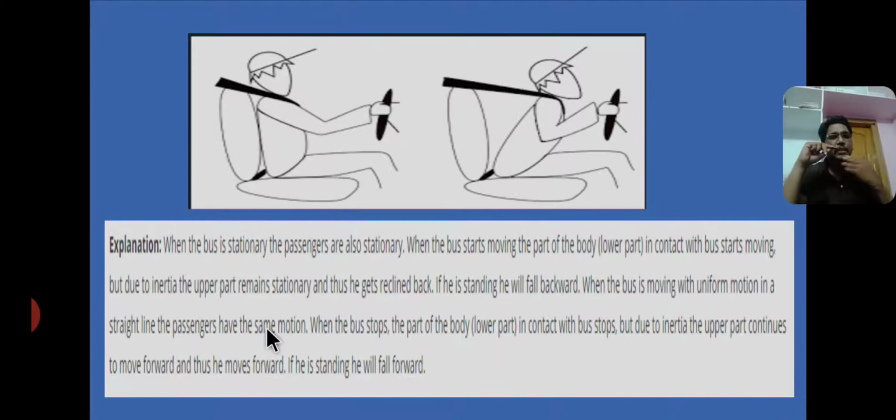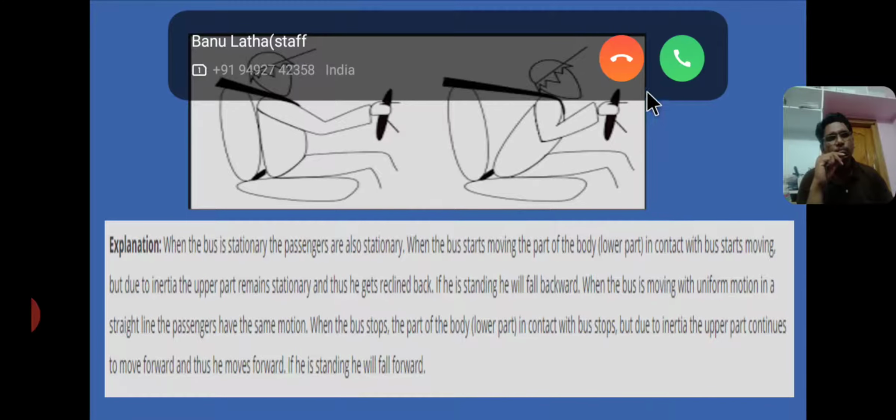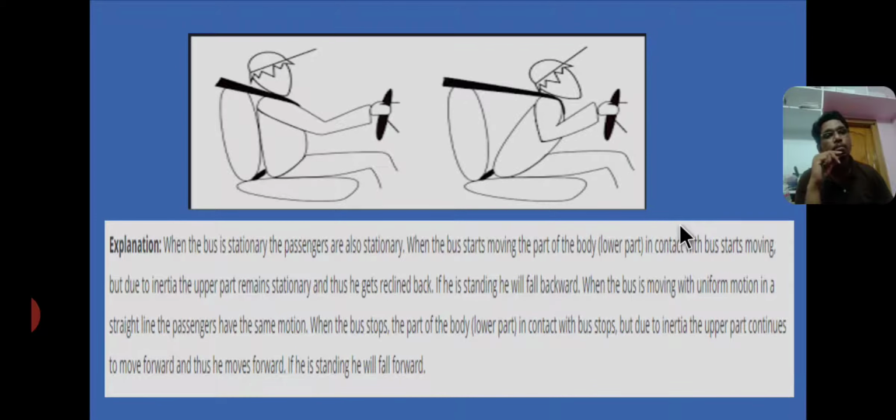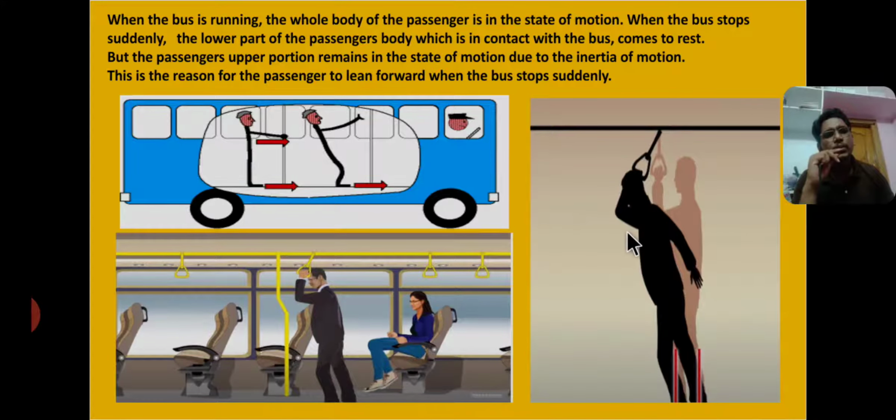Now this is also another example, related to the design of seat belts. This is the best example for inertia. When the bus is running, the whole body of the passenger is in the state of motion. When the bus stops suddenly, what happens? The lower part of the passenger's body, which is in contact with the bus, comes to rest.